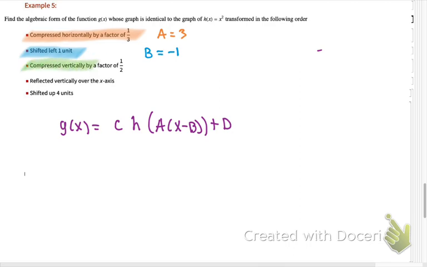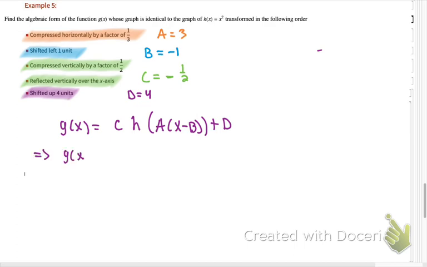Okay, moving to the next one, we have a vertical compression by a factor of 1/2, but notice we're also doing a vertical reflection in the next step. So that means capital C has to be negative, but here we don't do the reciprocal like we do for A. If we're compressing vertically by a factor of 1/2, C is 1/2. And finally, the last one is our shift up 4 units, which I just highlighted in purple. When you shift up, D is going to be 4. When we shift up, D is positive. When we shift down, D is negative.